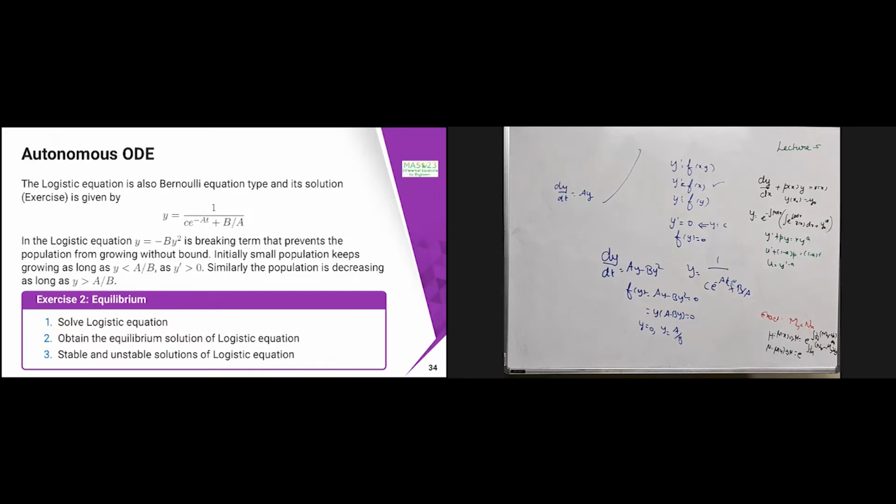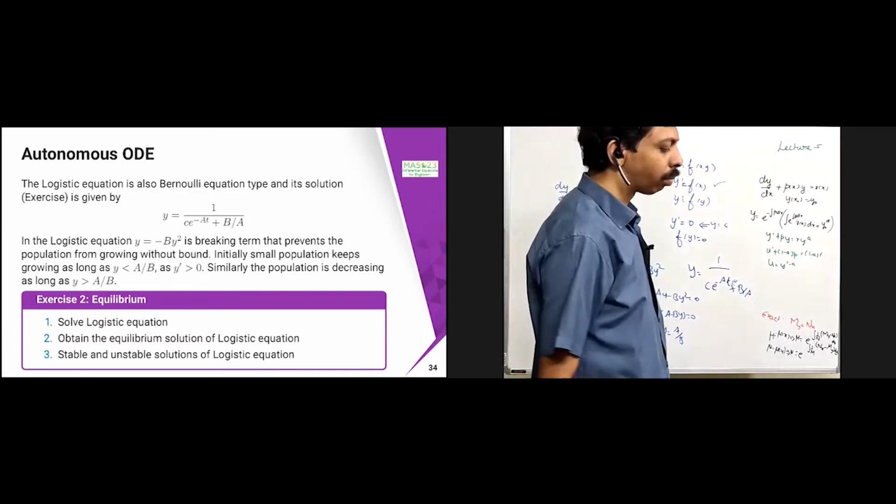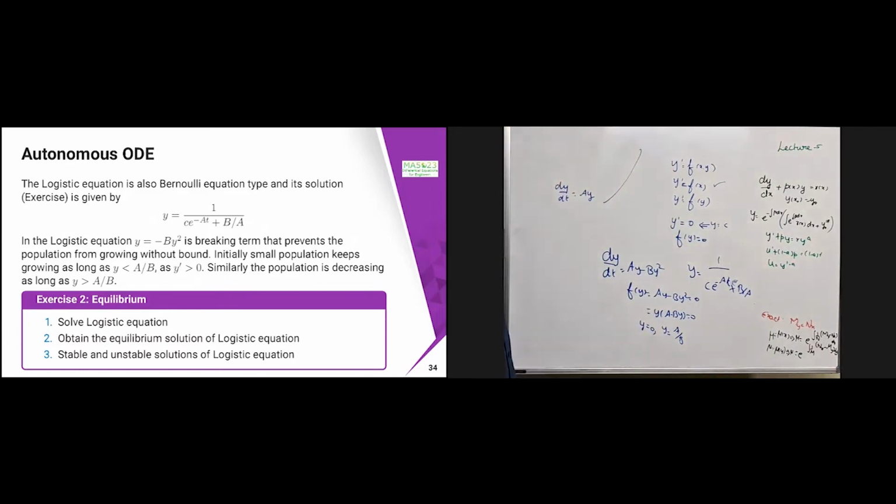But that is not the case, because deaths and other calamities control the population growth. So in that case, this minus by squared term prevents the population from growing without bound. If minus by squared is not there, the population is going to increase without limit. So this term controls the population from growing much further. Initially the small population keeps on growing, and after a certain stage people age and die, so that controls it.